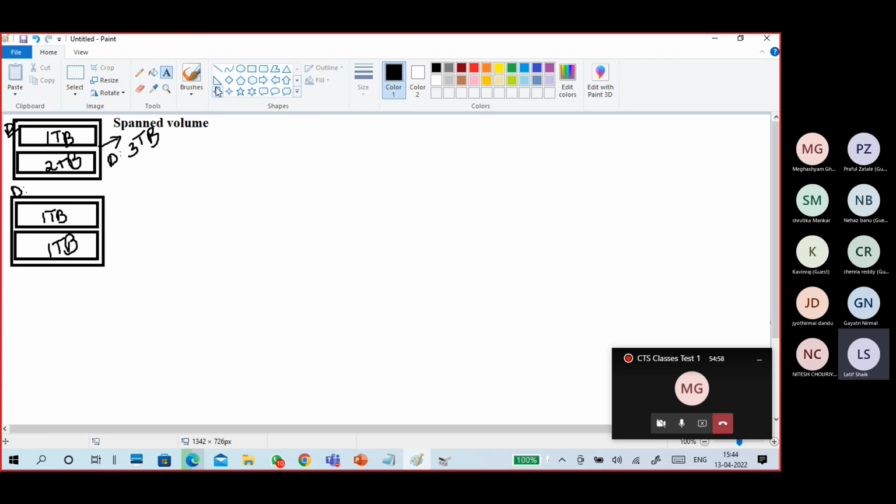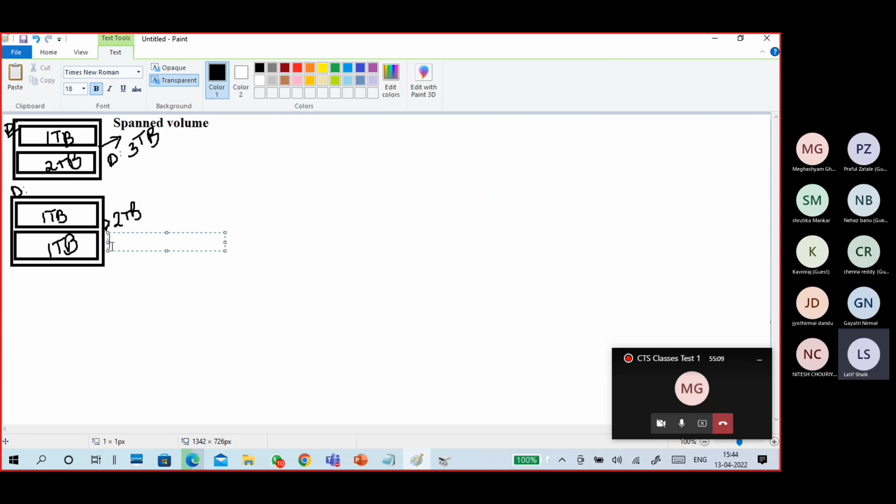First of all, by combining, I'm getting the total volume size. My D drive size becomes 2 terabyte. So here we combine 2 or more disks.